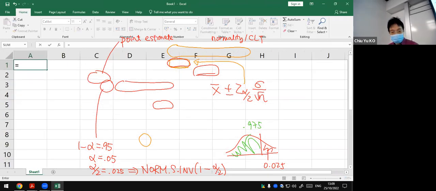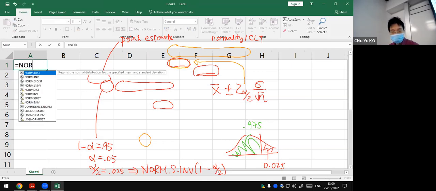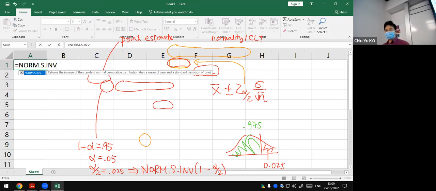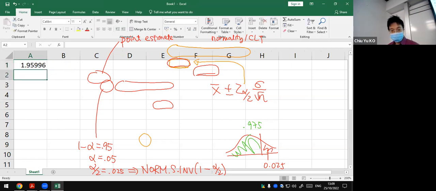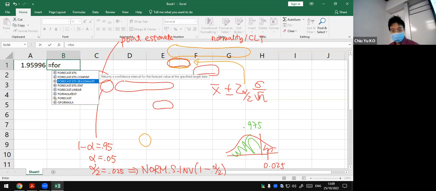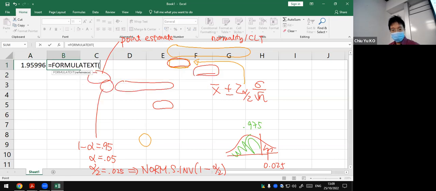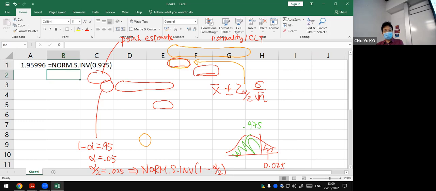So it would be NORM.S.INV, because you are given the probability and you want to find the Z. So it's 0.975. This is the entry as we have written down here. So that's 1.95996.